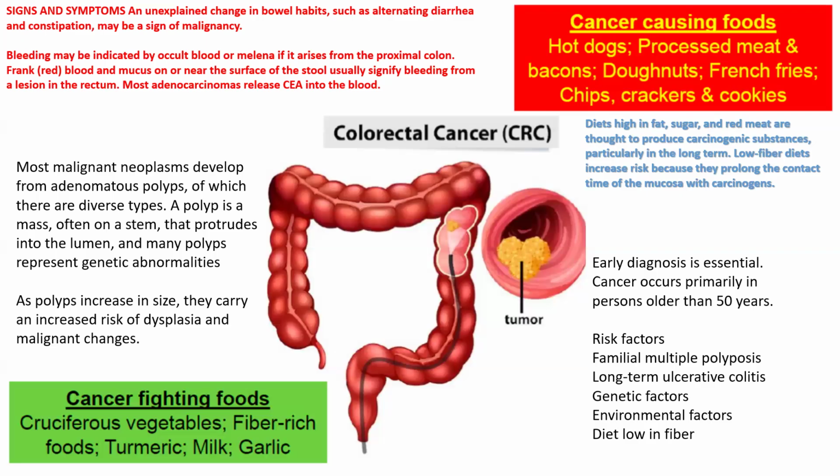So look at the foods that it comes from, those favorite foods. Okay, hot dogs might not be a favorite, but bacon, donuts, French fries, chips, crackers, cookies, fatty, high sugar foods, red meat, low fiber. Mostly in people over 50. So if you're high risk, they'll probably test you around 45. Otherwise, they'll start testing you at around 50.